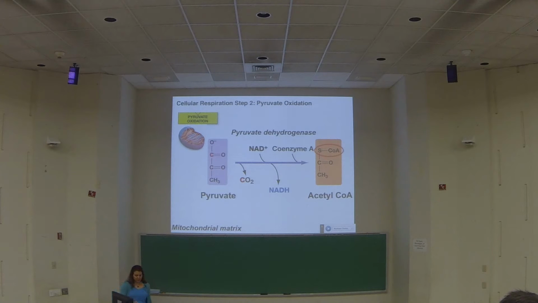Here is another look at what's happening in pyruvate oxidation. So we're stripping off a carbon, CO2, and an electron, to go from NAD plus to NADH, and coenzyme A is picking up that acetyl group that's left. Notice the difference between what happens in fermentation, where pyruvate is picking up the electron, versus what happens in aerobic respiration, where it's continuing to give off electrons to additional electron carriers. So we haven't regenerated NAD plus yet. We're still getting to that part.